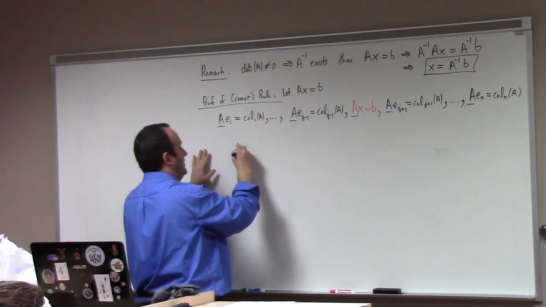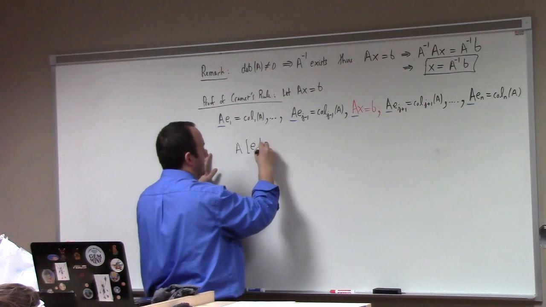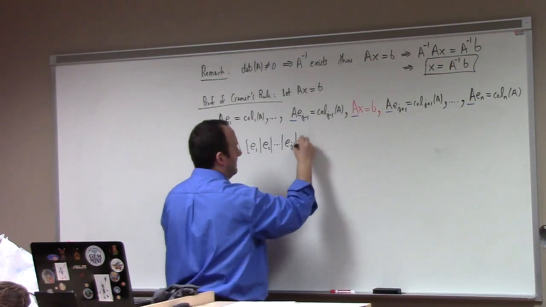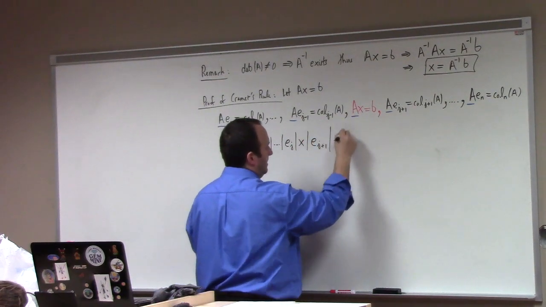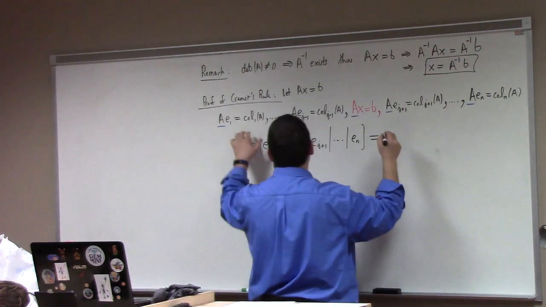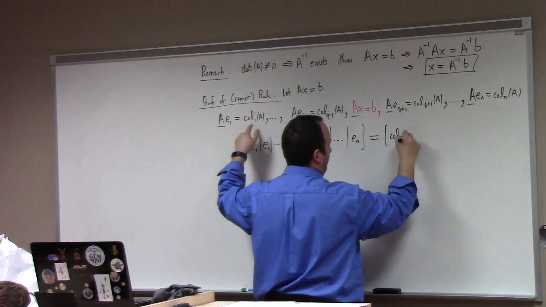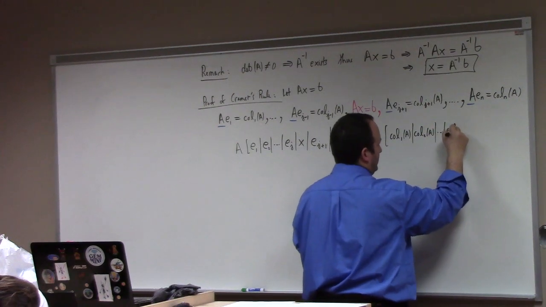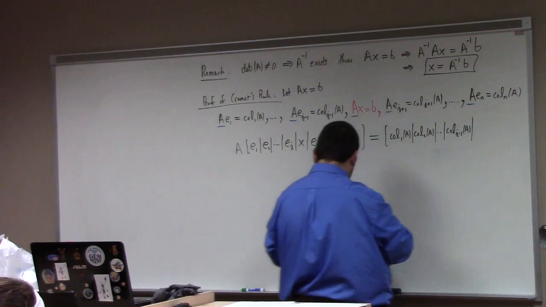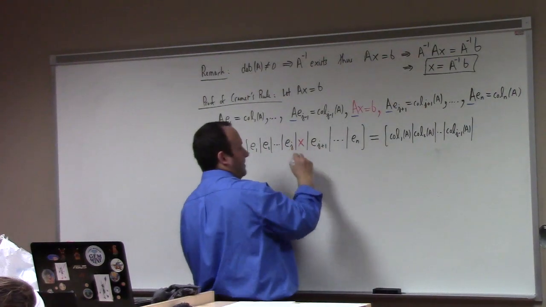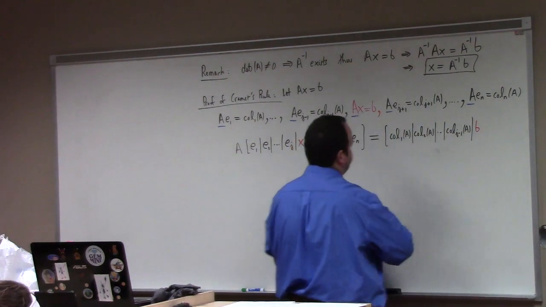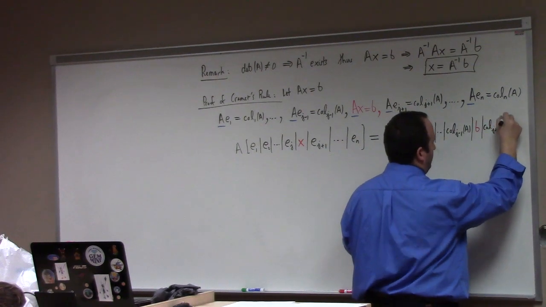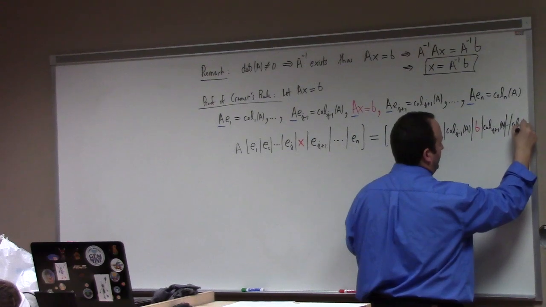So I can rewrite these as a single equation of the form A times E1, E2, dot dot dot, EJ, and then X, EJ plus 1, En, equal to what? Equal to column 1 of A, column 2 of A, J minus 1th column of A, the B, and then column J plus 1 of A, and then finally, sorry, I ran out of space, nth column of A.